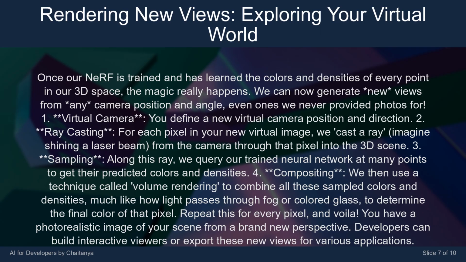3. Sampling. Along this ray, we query our trained neural network at many points to get their predicted colors and densities. 4. Compositing. We then use a technique called volume rendering to combine all these sampled colors and densities, much like how light passes through fog or colored glass, to determine the final color of that pixel. Repeat this for every pixel, and voila! You have a photorealistic image of your scene from a brand new perspective. Developers can build interactive viewers or export these new views for various applications.